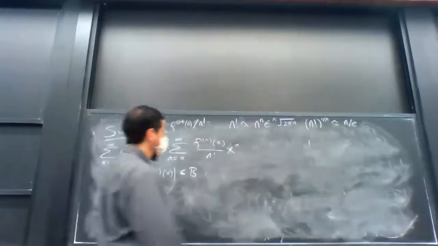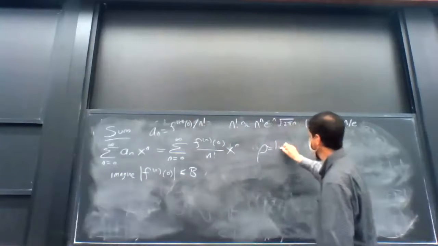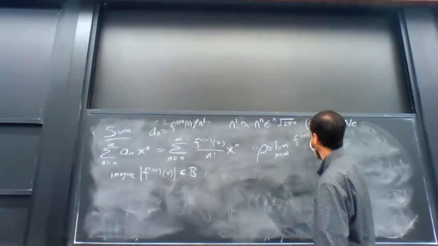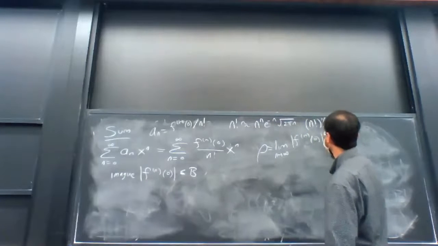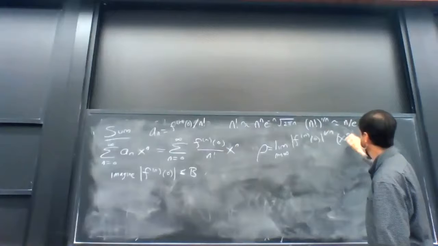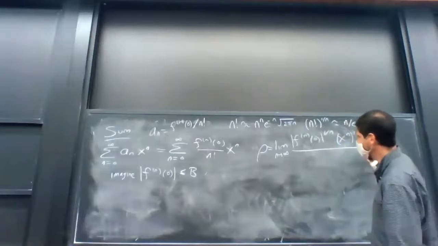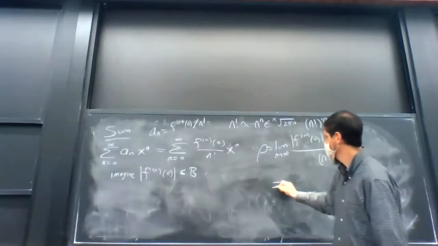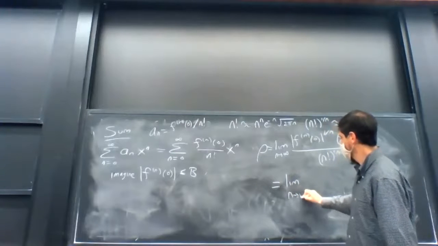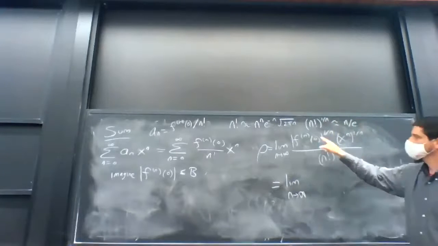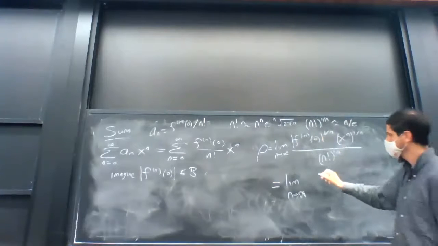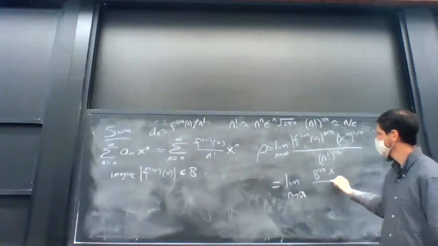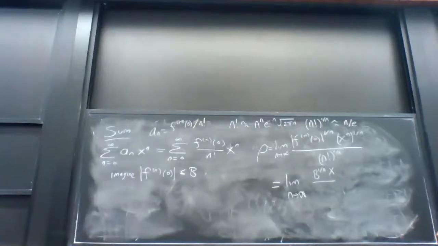Okay, let's look at rho equals the limit as n goes to infinity of the nth derivative at 0 to the 1 over n, times x^n to the 1 over n, divided by n factorial to the 1 over n. Well, we'll have b to the 1 over n, and x^n to the 1 over n is just x, and then n factorial to the 1 over n is about n over e.